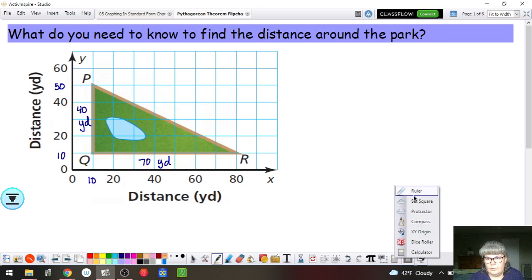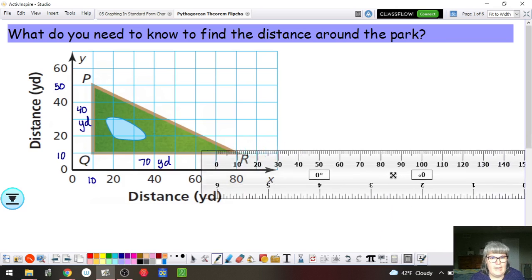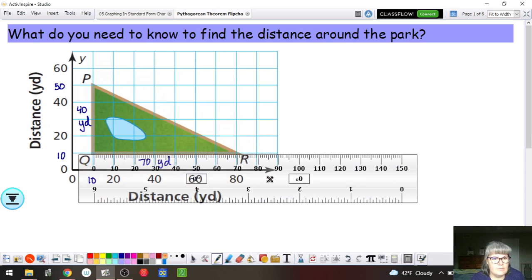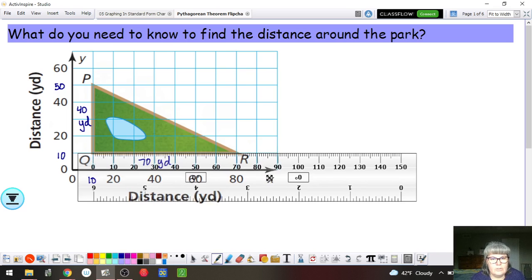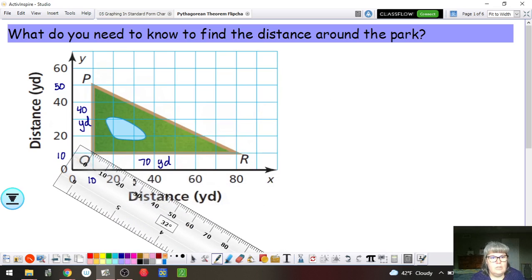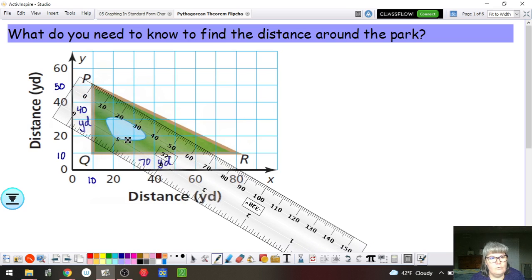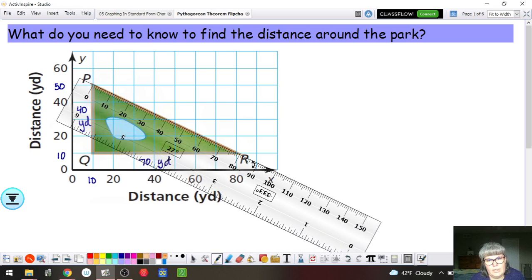Well, if we have a ruler, which I just so happen to have, and this ruler has markings that are matching up to the grid pretty well. It looks like for every 10 millimeters we've got the grid. So I'm going to measure, so it's going to match our yardage, so 10, 20, 30, 40, 50, 60, 70. I'm going to lay my ruler from grid point to grid point and measure.